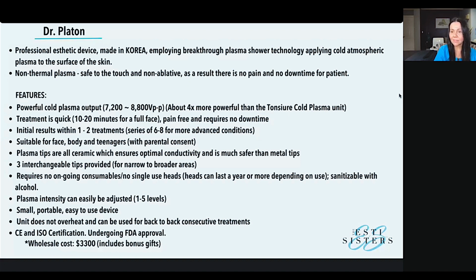The cost of the device is $3,300. That is wholesale. And usually when we have trade shows or just pretty much at any time, Lydia is very generous and always has an extra gift that you guys can get with a purchase. And that's not including the extra gift that you get when you reach a specific dollar amount.